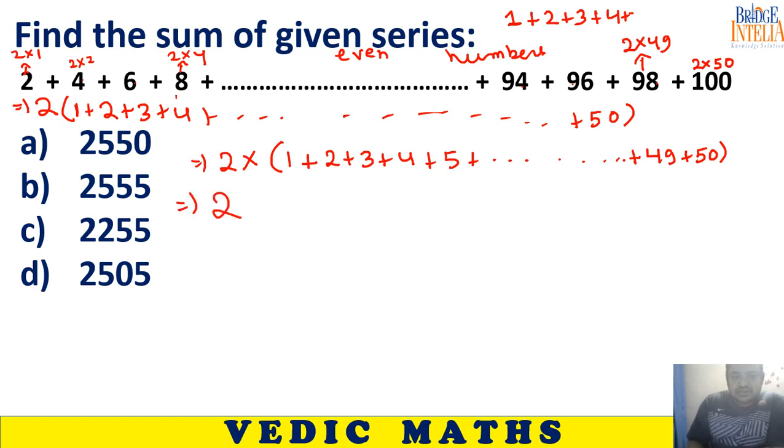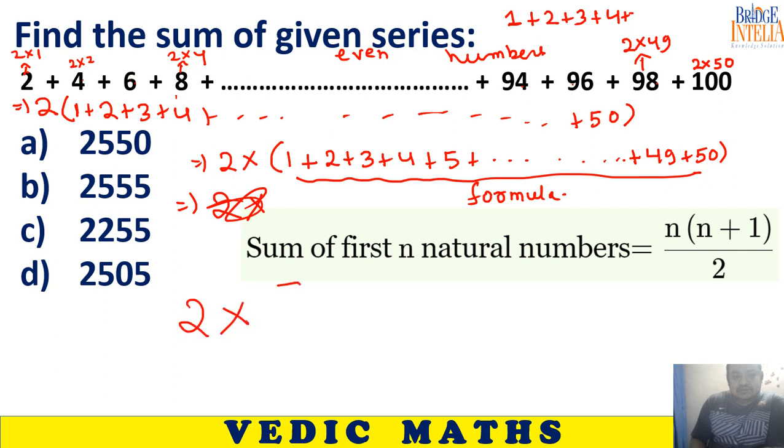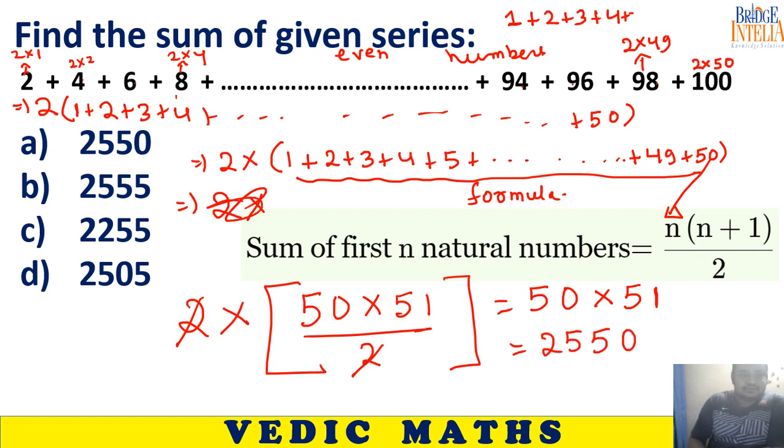So this is equal to 2 into the formula n into n plus 1 by 2. So in this portion you can use the formula. So the final answer will be 2 multiplied by this formula. In place of n you have to put 50. So 2 into 50 into 50 plus 1, which is 51, whole divided by 2. Now this 2 and this 2 will cancel each other out. So 50 into 51 is equal to 2550. So this is the correct answer, 2550.